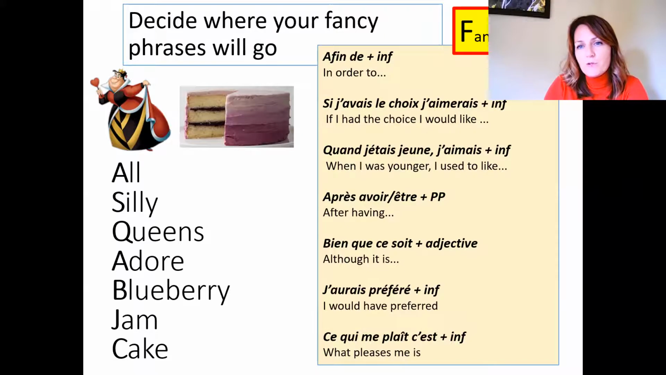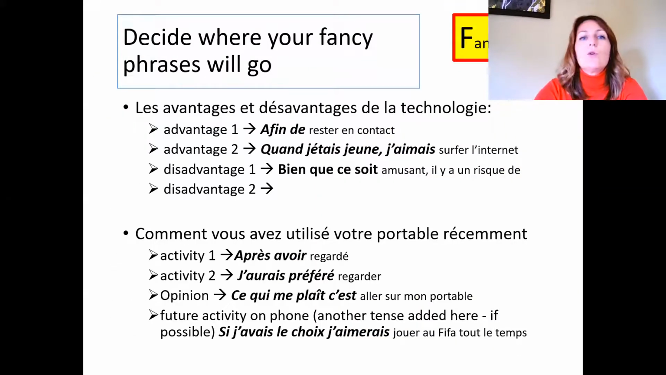So once you've remembered your fancy phrases and you've maybe made a note of all silly queens adore blueberry jam cake along the side of your piece of paper, you then come back to the way that you've divided up your bullet points, and you see if you can put any of those fancy phrases in. So my first advantage was rester en contact. Well, one of my fancy phrases is J'ai trouvé ça, so in order to. So that works. In order to stay in contact with my friends, I know that I use my phone a lot, or something you could say.